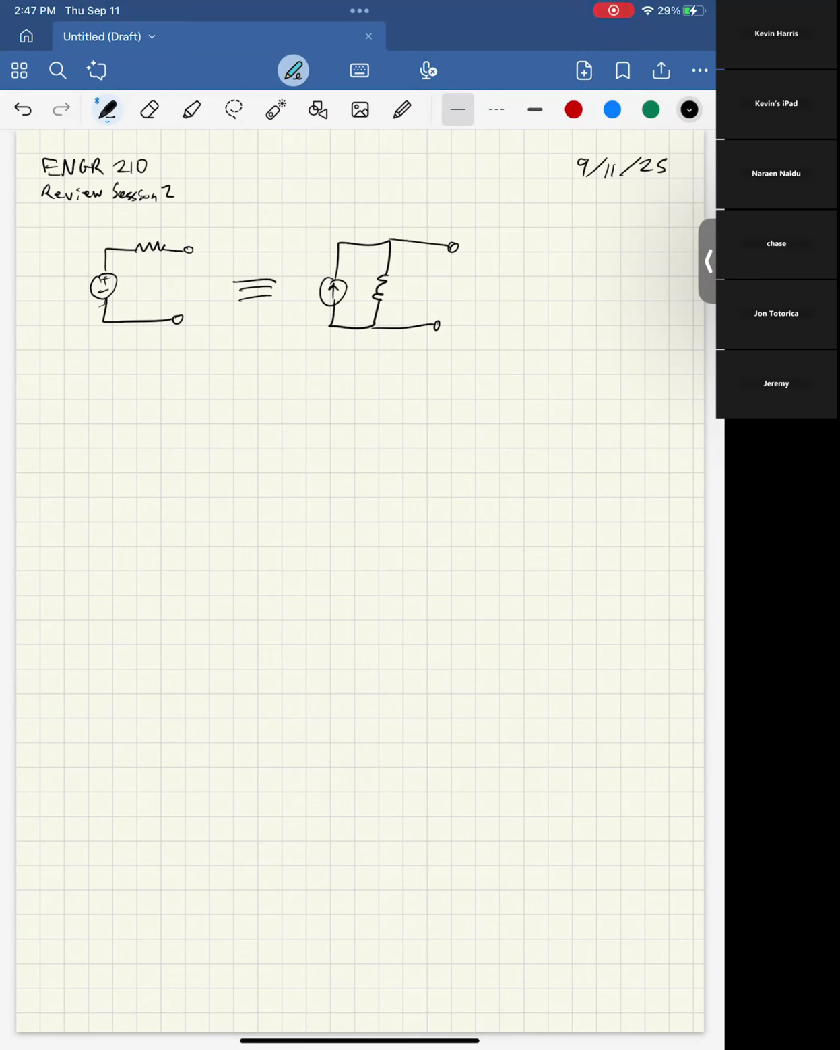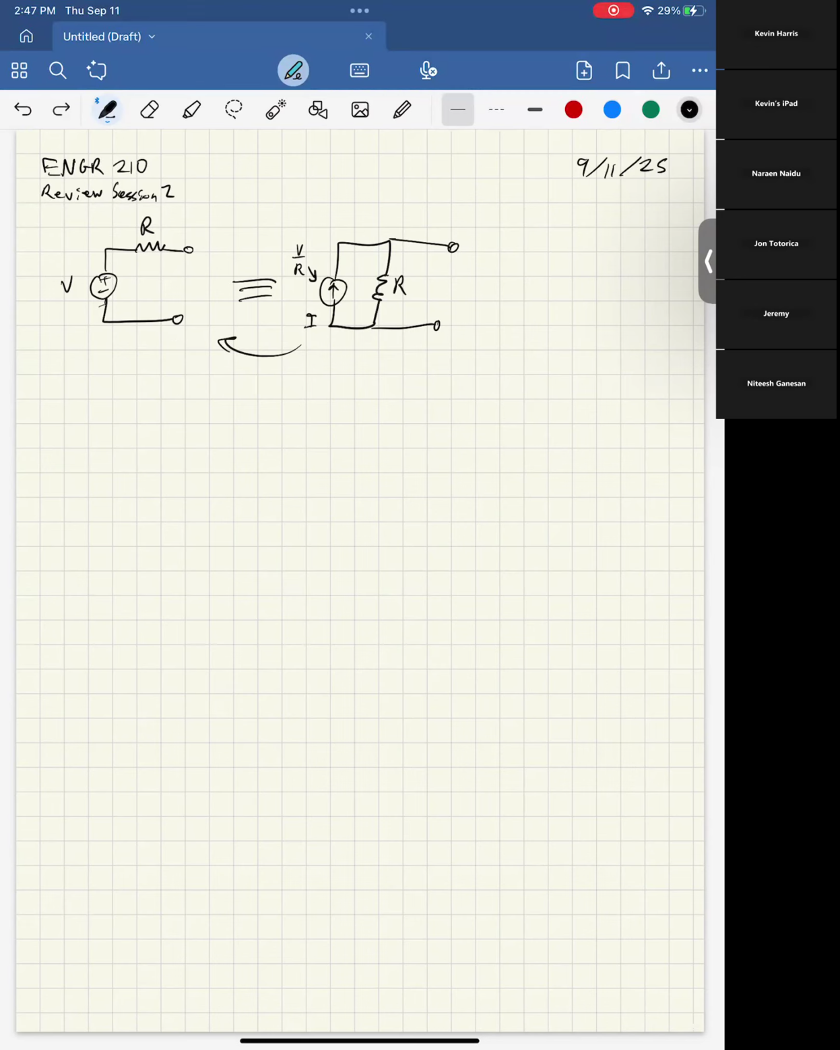Let's say this has some voltage V, this has some resistance R. What we end up finding is that this current will be V over R, and this will have that same resistor. This is useful because it allows us to simplify some circuits that would be very complicated to do otherwise. Likewise, if we were to have some current I here, then to go back, the voltage would be equal to IR. Wow, you've seen that before.